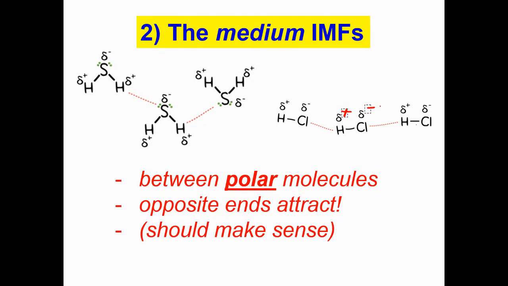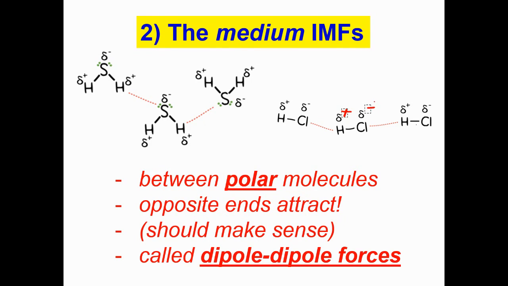Medium strength IMFs between polar molecules, and since each molecule is a dipole, it has a positive end and a negative end. Okay? There's the dipole there. Here the dipole would kind of be like this. Okay? These are medium strength IMFs. They're called dipole-dipole forces because you've got something with a positive and a negative that's being stuck together by the idea of opposites attract. Okay? Dipole-dipole forces are the medium IMFs.